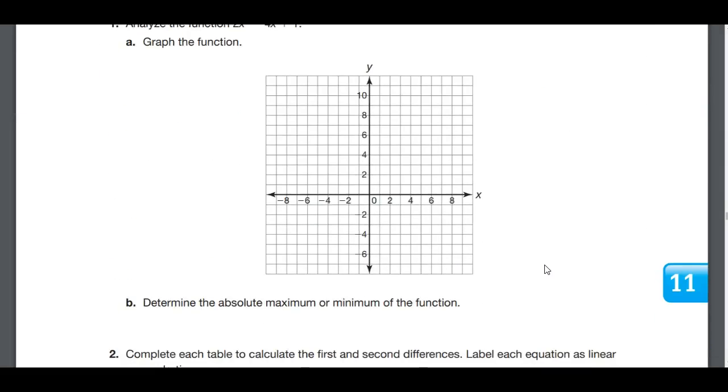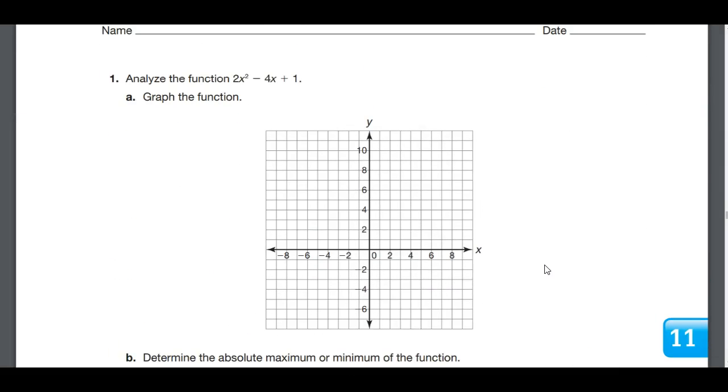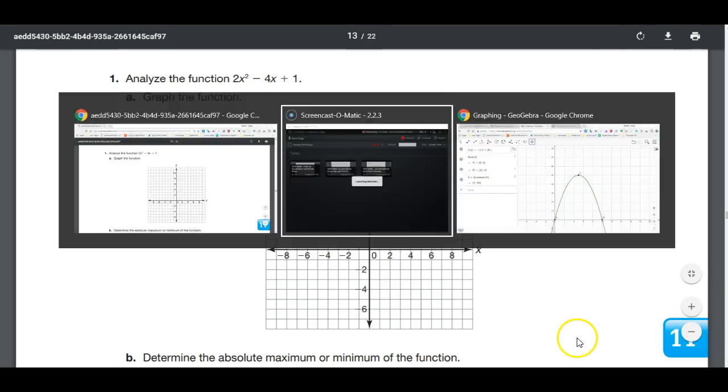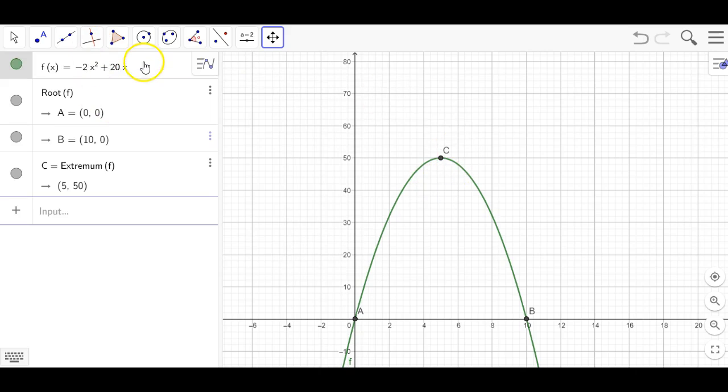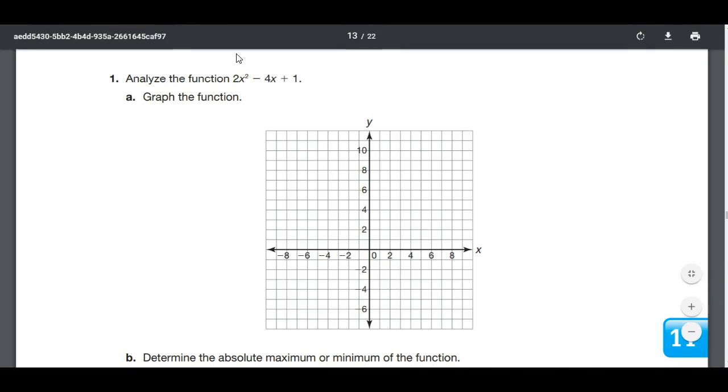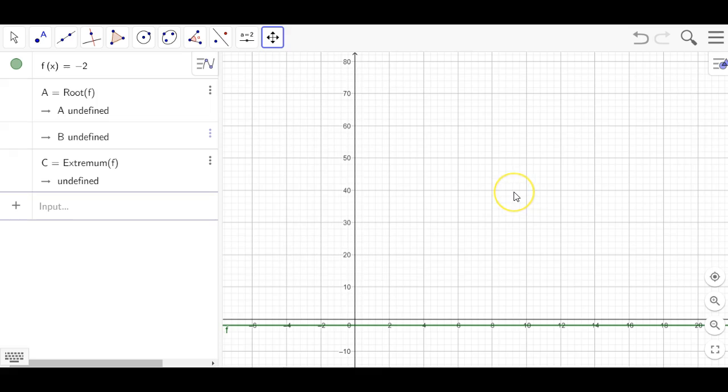Okay, analyze the function 2x squared minus 4x plus 1. They want us to graph it, so I will do that on my calculator here at my desk. Actually, I'll do it on GeoGebra. So here we go. Let me get back to GeoGebra. And I'm going to put that function back in. 2x squared minus 4x plus 1.